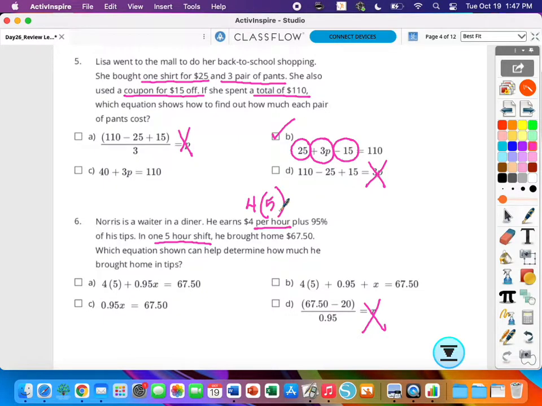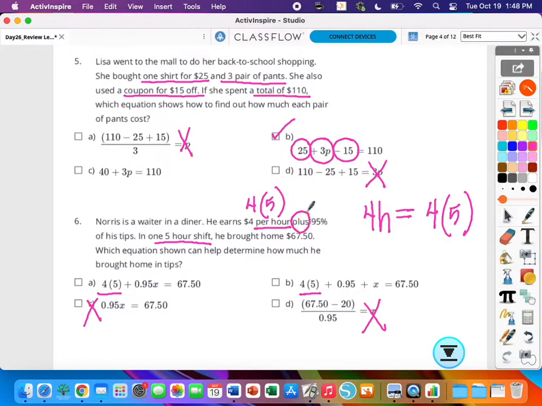Okay? $4 per hour would be 4H, but we would make it 4 times 5 because we know the number of hours. So 4 times 5 shows up right here, and 4 times 5 shows up right here. We're good so far. It doesn't show up in C, so it's not good.